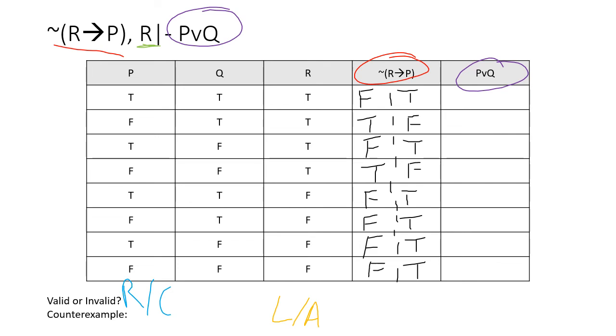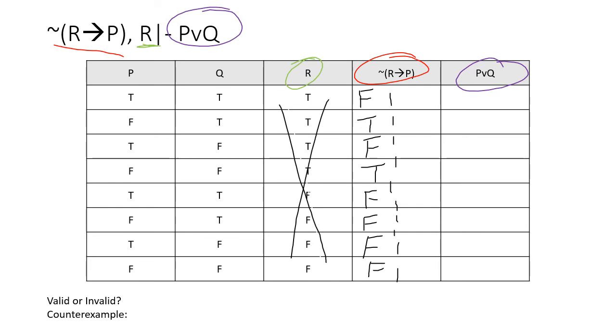Like so. And then with that, we can erase this column because we don't need it anymore. The tilde is our main operator. And I accidentally erased it before, but remember that R is our second premise, so let's not forget about that. And then P or Q, we're just going to focus on these two.